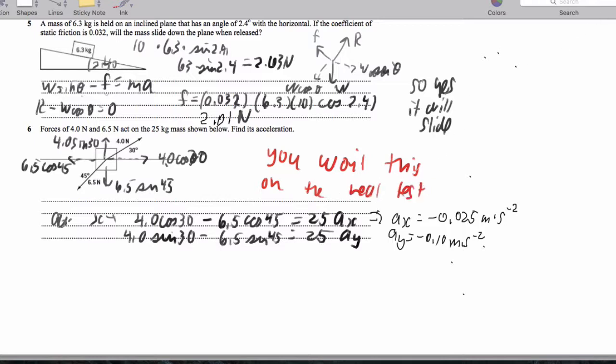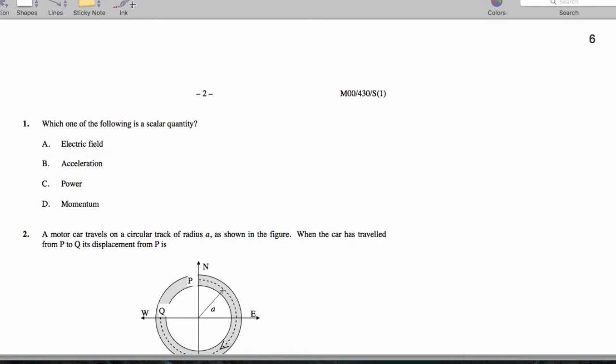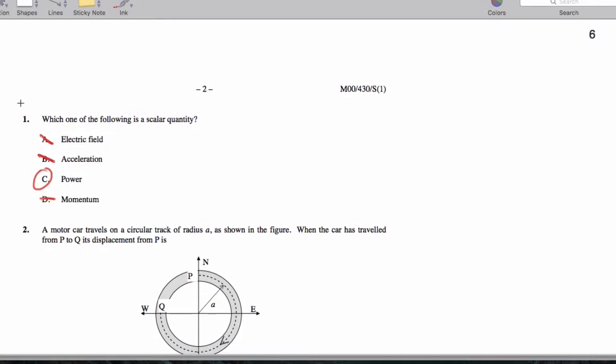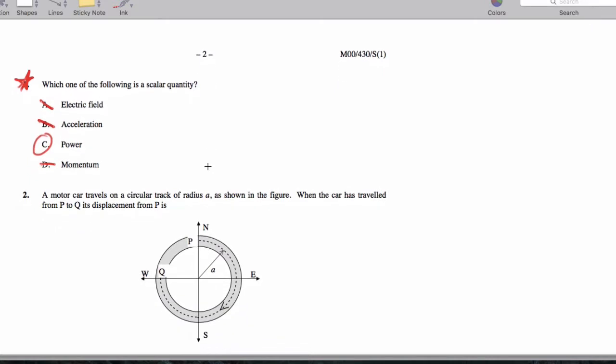All right, so now let's move on to the multiple choice, paper one, so which is a scalar quantity. Acceleration is not. Momentum is not. Any field is not. It is power. I wouldn't want to assign this one. So it's a good practice one, but not one that I'd put on there.